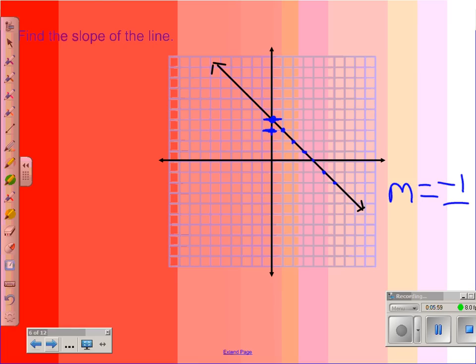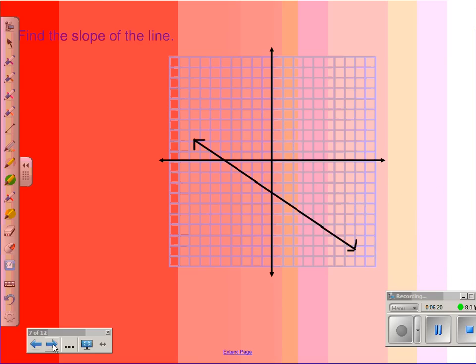And then from here, we count over 1. And then that process repeats itself. Down 1, over 1, down 1, over 1. So that's -1 over 1. Well, I need a rise and a run in order to count, but the best answer here would really be -1. Final answer.